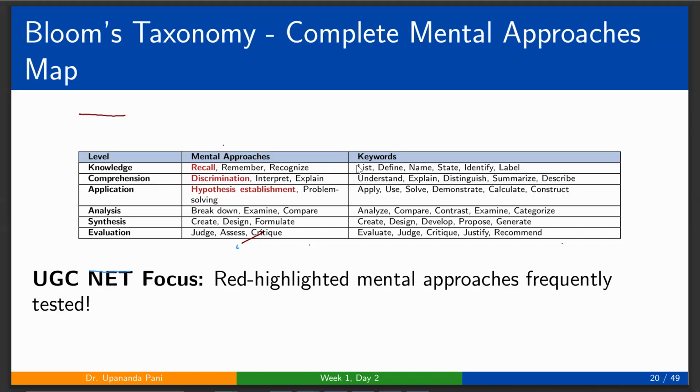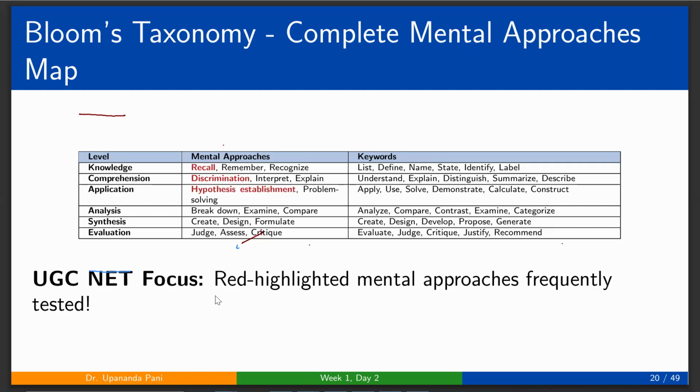So these are the different keywords. Suppose for example, when we ask list, define, name, state, just identify. These are very low level of knowledge. Then second is to understand, to explain, to distinguish, summarize, describe. That is again comprehension. Application: apply, use, demonstrate, calculate, construct. Analyze, compare, contrast, examine, categorize. Again, this is analysis. Then synthesis refers to design, generate. Evaluation refers to evaluate, judge, critique, justify, recommend.